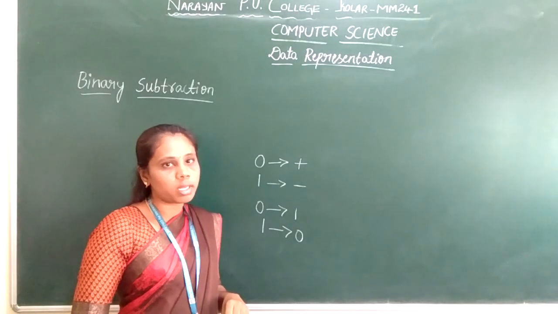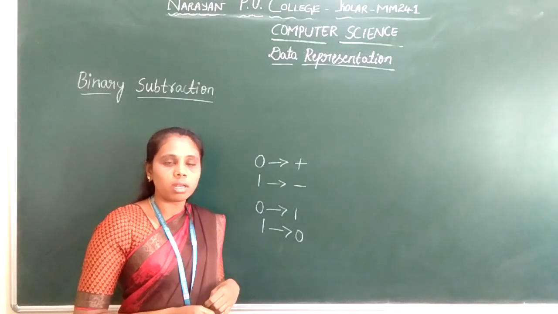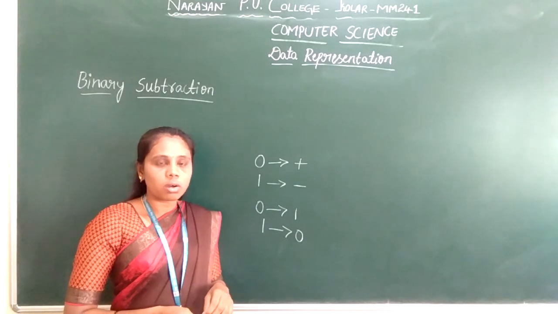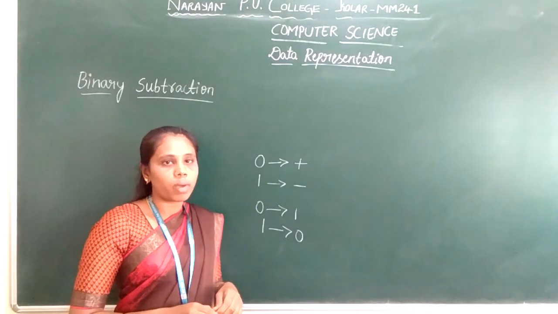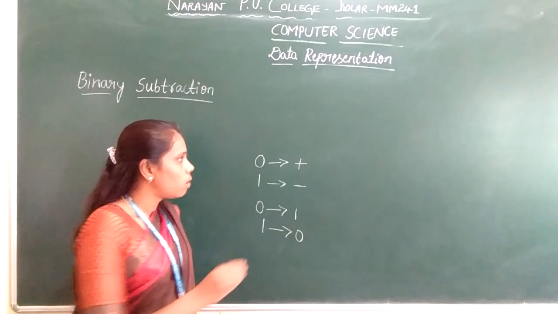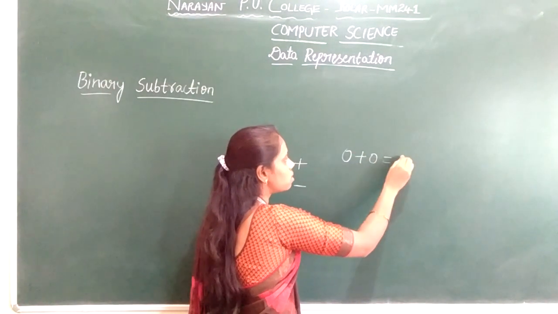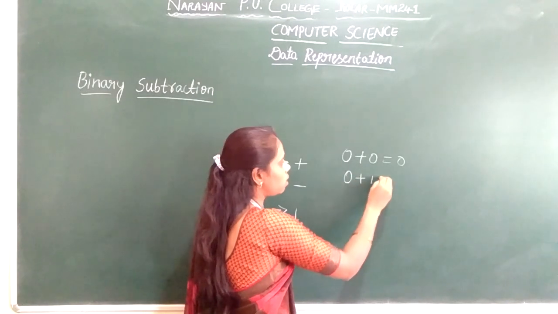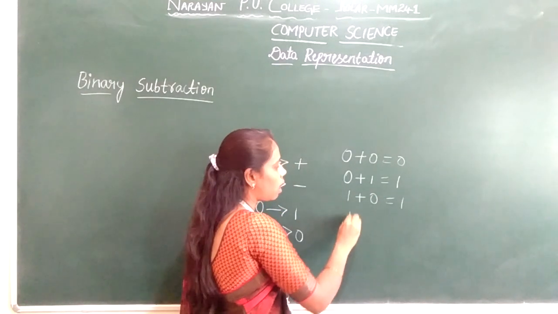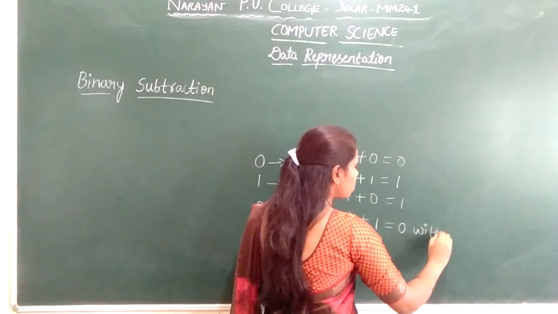Next we discussed binary addition. In binary addition we use two digits, 0 and 1. Every binary number has only two digits, 0 and 1, and using these digits only we perform binary addition. The base of the binary system is 2. We discussed 4 rules for binary addition: 0 plus 0 is 0, 0 plus 1 is 1, 1 plus 0 is 1, and 1 plus 1 is 0 with 1 as carry.